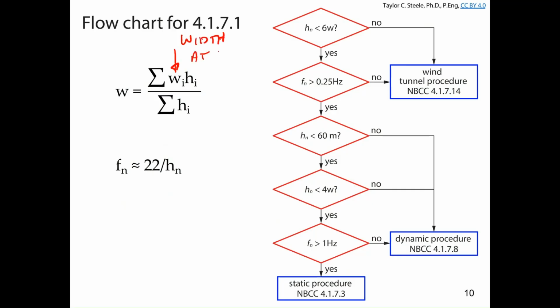For a regular structure, like your building design project, if the floor is the same width at every level, then W is just the width of the building. This is just a way to weight average the widths of the structure at different levels, since sometimes buildings can go in and out like that. If the height of our structure, H_n, is less than 6 times the effective width, then we continue. If it's not less than 6 times the width, we tend to go towards a wind tunnel procedure. But if it is, the next thing we need to check is the fundamental frequency of the structure.